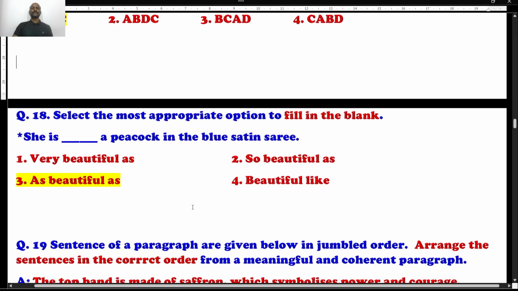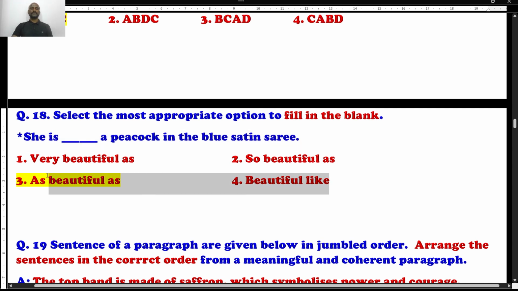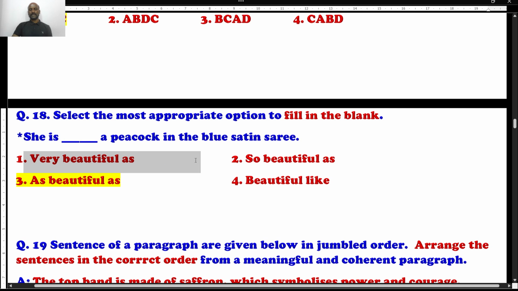Similarly, the next question is fill in the blank. A sentence is given, you will find a blank in between, and you have 4 options. You have to choose the right one to make a meaningful sentence. She is a dash peacock in the blue satin saree. When you look at her in a blue saree, you feel like you are looking at a peacock. What's the right answer? She is very beautiful as a peacock in the blue satin saree. She is very beautiful as a peacock.